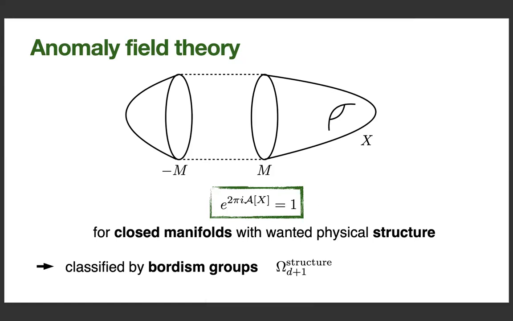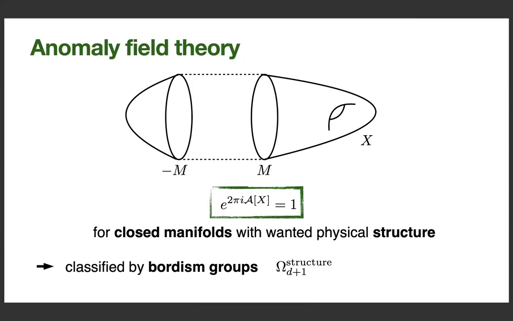And as usual in anomalies, we allow for continuous deformations that preserve this structure. And luckily, there is a mathematical framework for that, and it's exactly that of Bordism groups. So Bordism groups basically classify the D plus one dimensional manifolds with a given structure up to continuous deformations that preserve that structure.